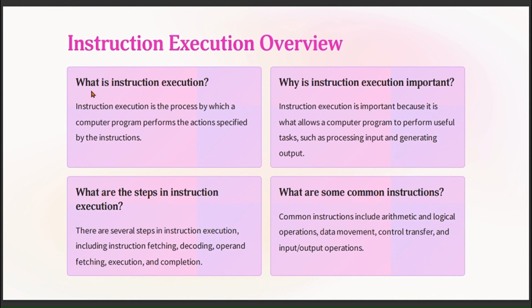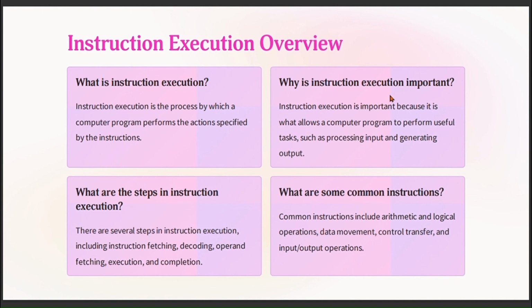Instruction execution overview. What is instruction execution? Instruction execution is the process by which a computer program performs the action specified by the instructions. It is the process by which a computer's central processing unit, which is the CPU, performs the operation specified by a program instruction. In essence, it involves the CPU fetching an instruction from memory, decoding it to determine the operation to be performed, and then executing the operation by performing the necessary computations and storing the result in memory or a register. This process is repeated for each instruction in the program in order until the program has completed its task.